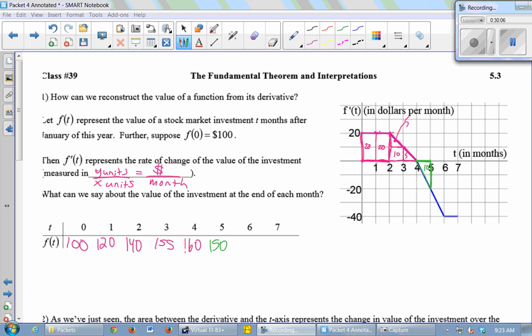All right, then from month 5 to month 6, this area represents the change in value of my account. So I can break this into pieces I can find the area of. This is 20 and this is 10, so that's a loss of $30. So I'm now at 120. And then from month 6 to month 7, I have a constant rate of change, so I can just multiply rate times time to get total change. 1 month times negative 40 is a loss of $40, so I'm at $80.